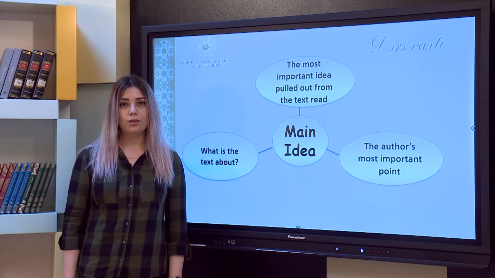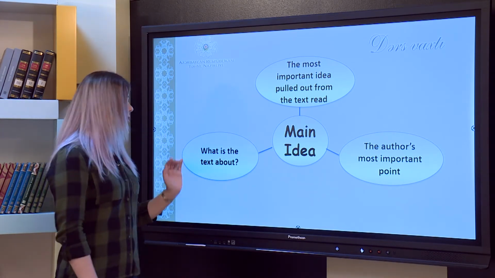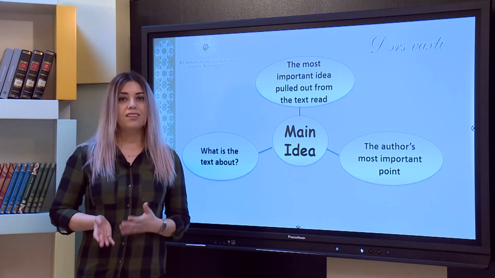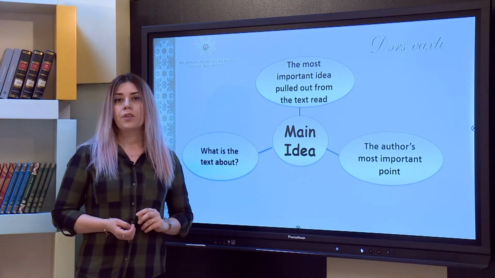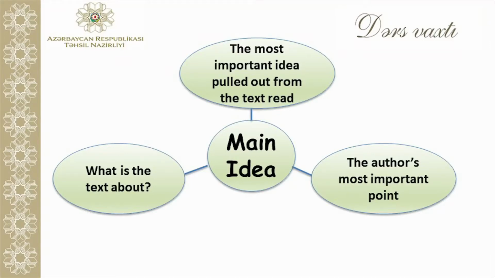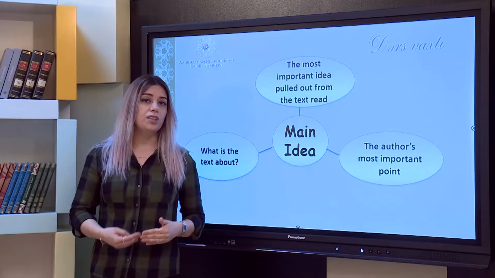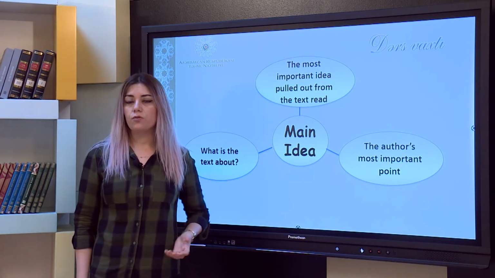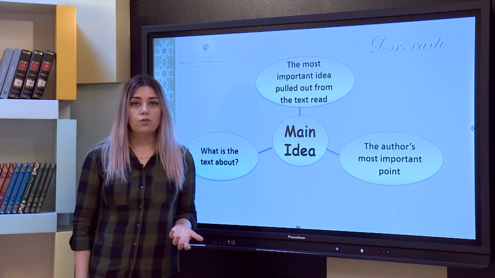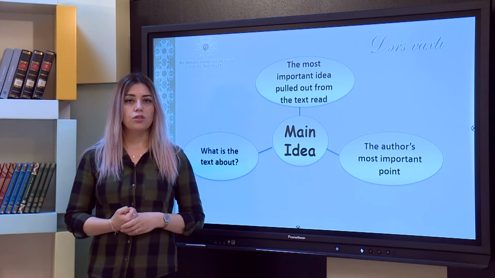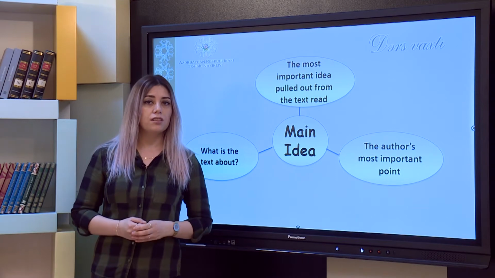If you want to identify the main idea, ask yourself this question: what is the text about? If you can answer this question, it means that you can find the main idea. Main idea is what the text is about. Also, we can say that main idea is the author's most important message. Each piece of writing has an author, somebody who wrote it. So this person has some message for us. What is his message for us? What does he want us to know? He wants us to know the main idea, the main message. So if you can identify this, it means that you have understood the main idea.